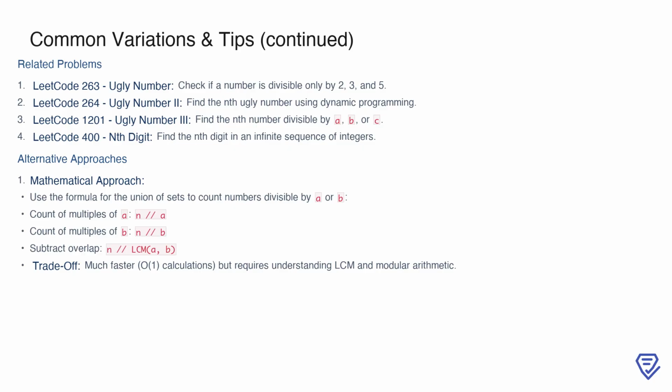To solve such problems efficiently, mathematical approaches often come in handy. For instance, you can use the union of sets formula to count numbers divisible by A or B. This involves calculating the multiples of A and B individually, then subtracting the overlap, which is the count of numbers divisible by their LCM. This approach is much faster, as it avoids unnecessary iterations, but it requires a solid understanding of concepts like LCM and modular arithmetic.